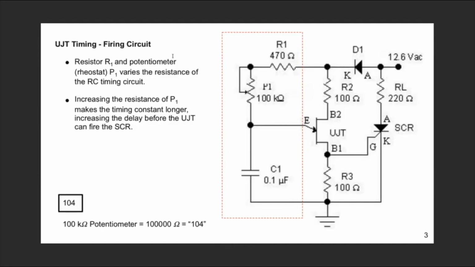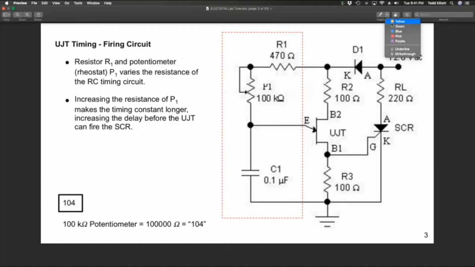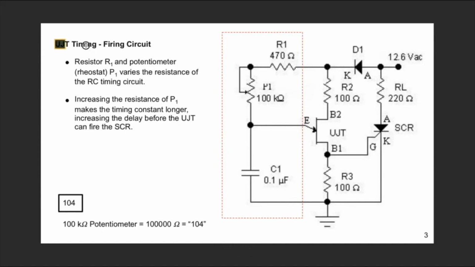So here we have a UJT timing firing circuit. UJT stands for unijunction transistor. Find some basic information and links to resources on my professor notes handout. So we have the 12.6 volts coming from the trainer AC.